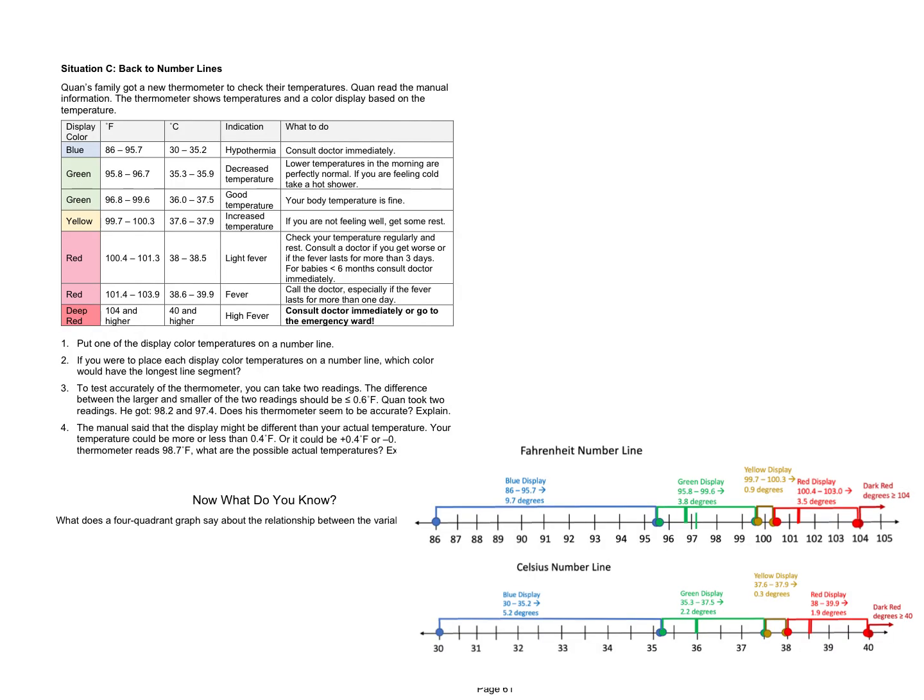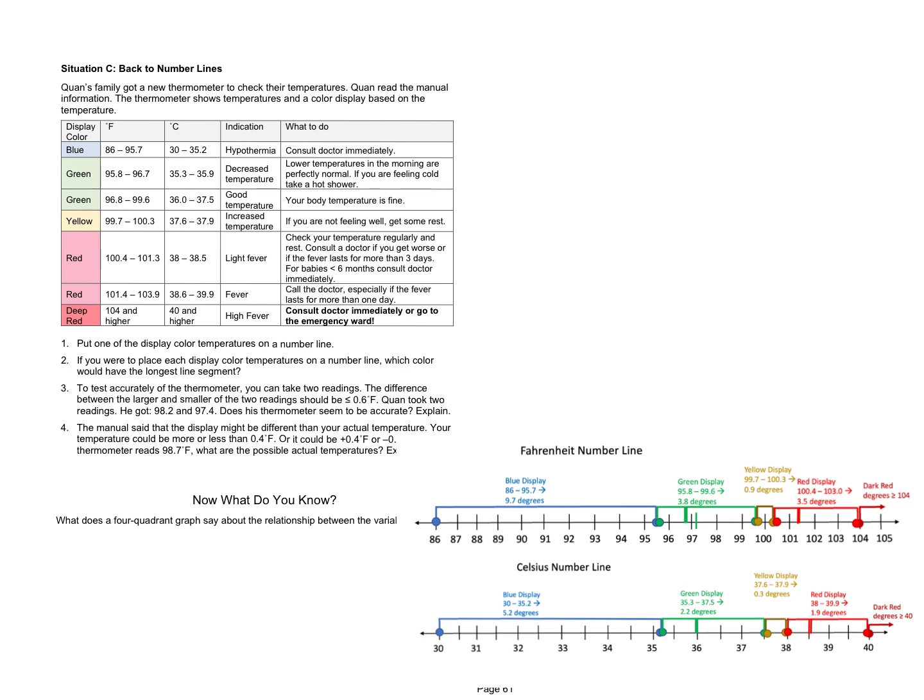All right, so in situation C, we have this chart full of thermometer temperatures in both Fahrenheit and Celsius, and it's asking us to put the display color temperatures on a number line. I went ahead and I'm going to show you both in Fahrenheit and Celsius, all the different numbers, or the different colors or displays. So that was number one.